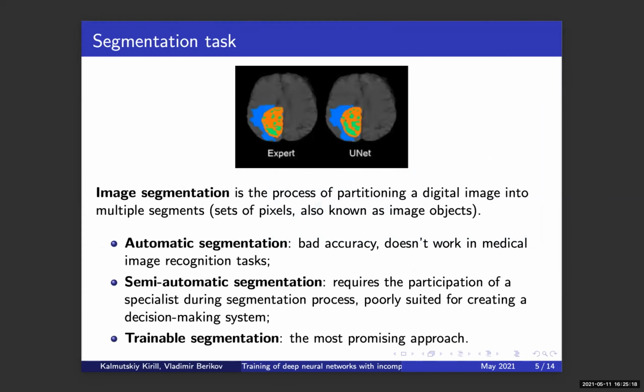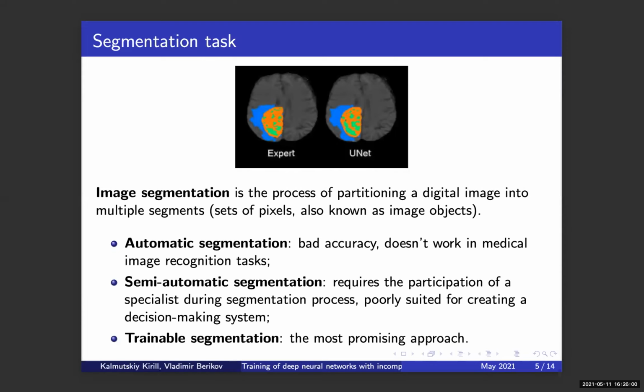For segmentation, we have many types. We have automatic segmentation, which is not good in medical recognition tasks because it provides bad accuracy, and we can't use it. We also have semi-automatic segmentation. It is useless in such problems because we anyway need to somehow mark up our data, and also with those methods we achieve not very good accuracy. And the most promising approach is trainable segmentation.